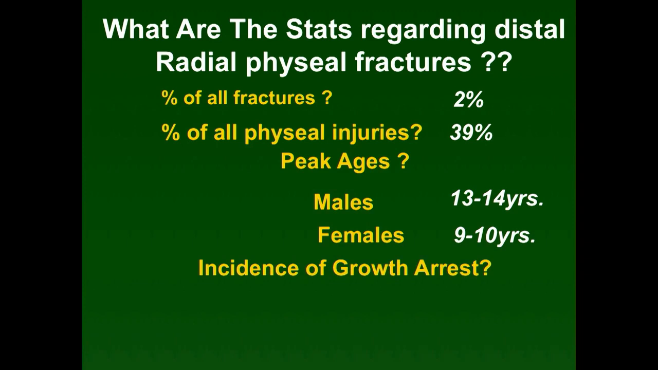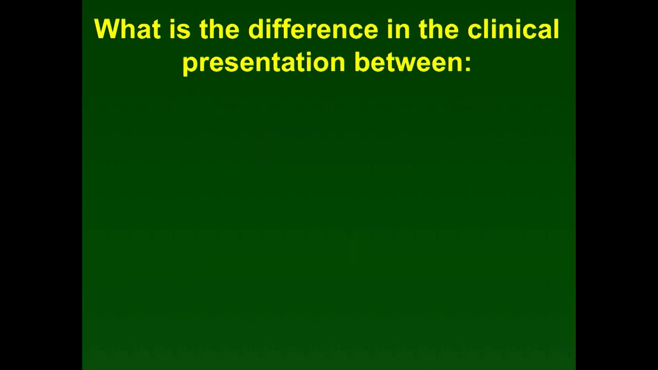Okay, and so we're always concerned when we have an injury of the physis. Everybody says, well, you're going to be concerned about physeal growth arrest. So since this is the most common physeal fracture, what is the incidence of growth arrest? 4%. Well, it's about 4%, correct, very good.